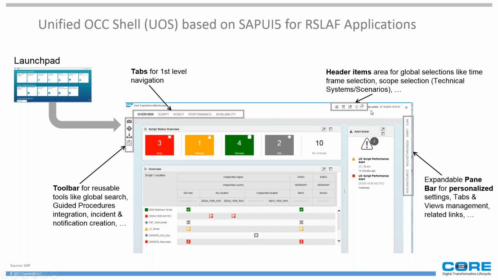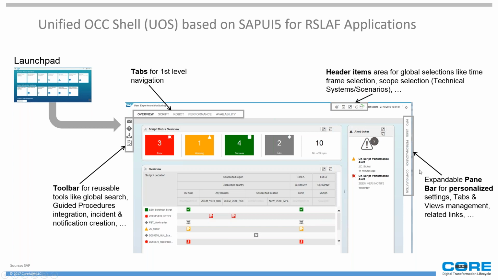On the upper right side, you will see the header items, which is the scope. So for example, you can select which systems you want to see. You can select the time frame. I want to see last 30 days, or I want to see just today's data or last 1 hour or whatnot. You can select that range that you want to see the data for.